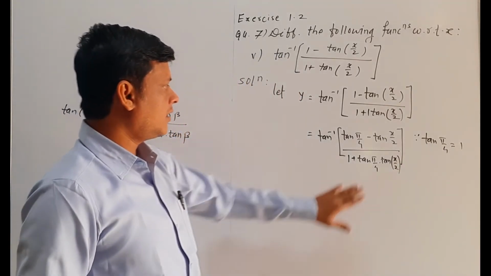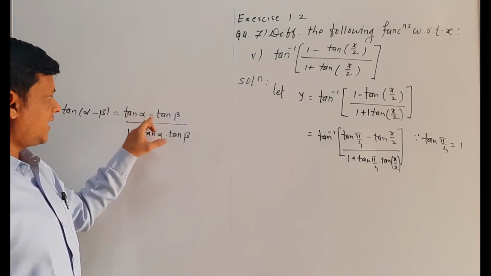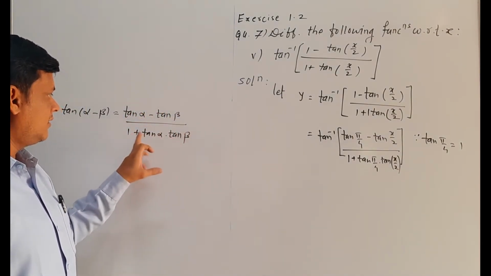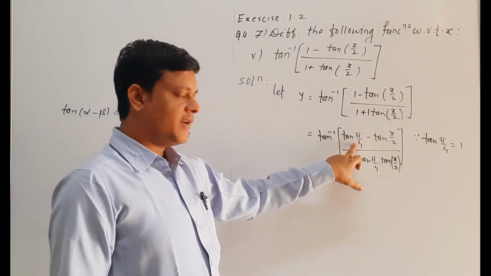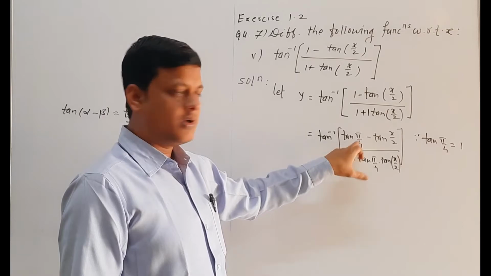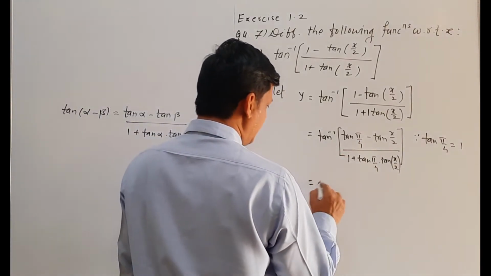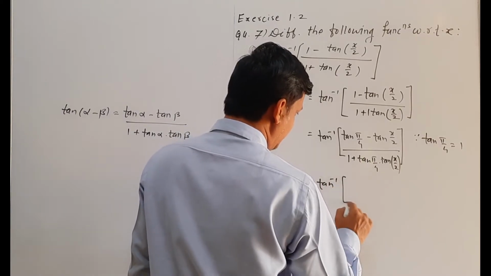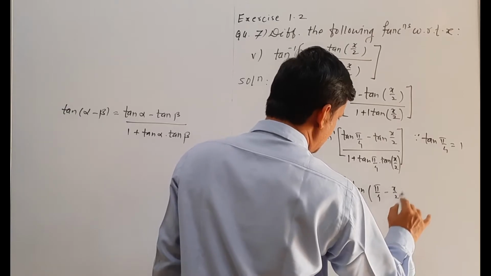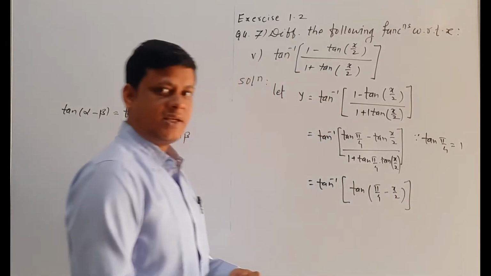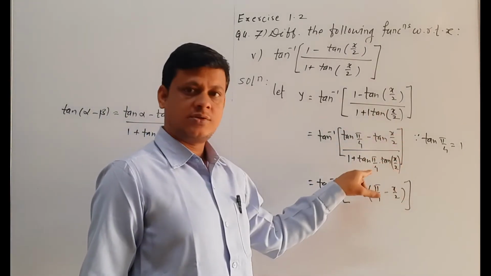Now convert this into the form of tan of alpha minus beta equals tan alpha minus tan beta upon 1 plus tan alpha into tan beta. So here in place of tan alpha we have tan pi by 4. In place of beta we have tan x by 2. That means this bracket can be written as tan inverse of tan of pi by 4 minus x by 2. If you apply this formula, you get this value.